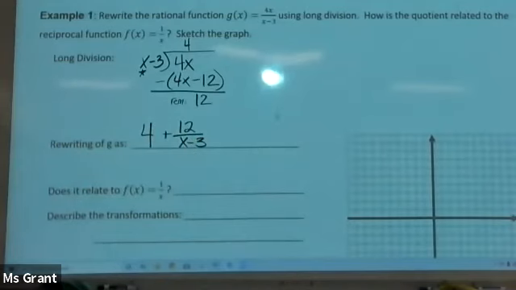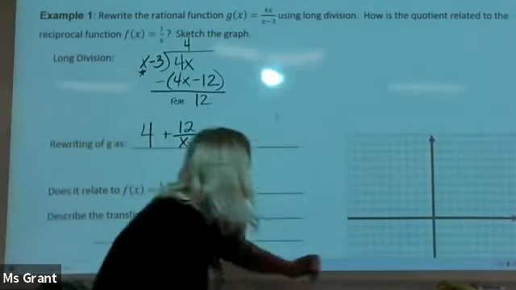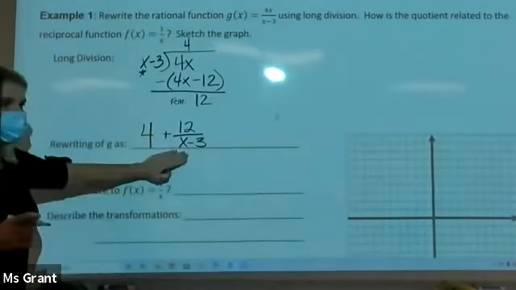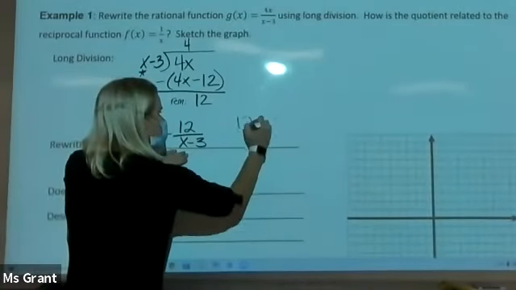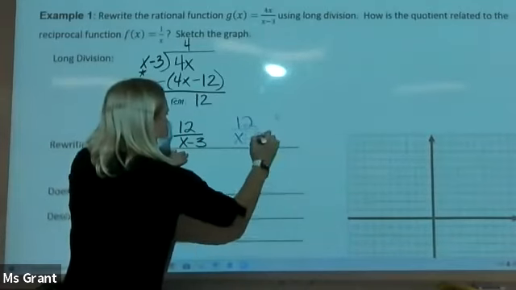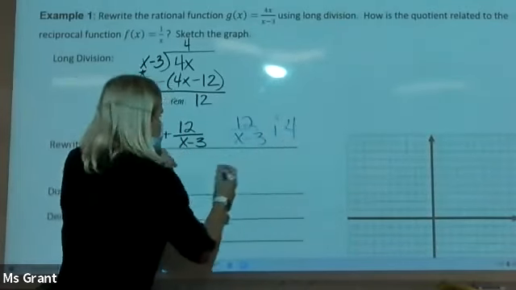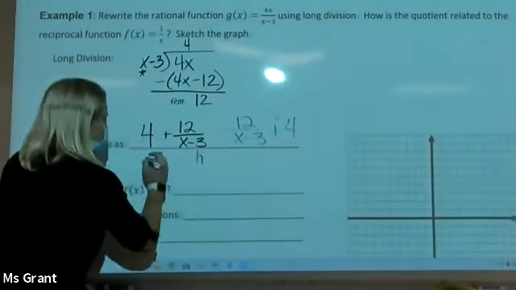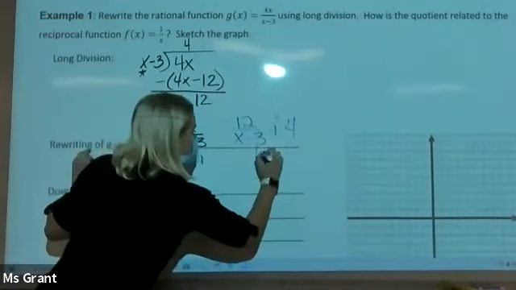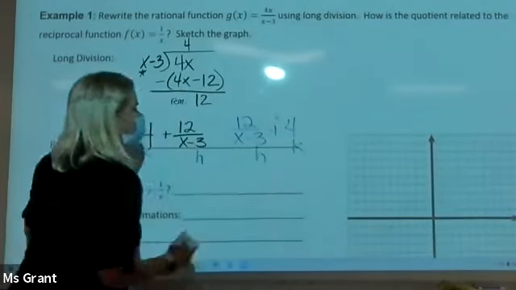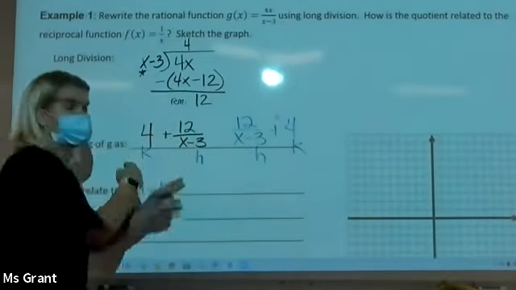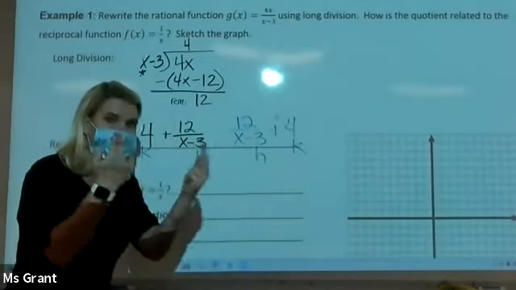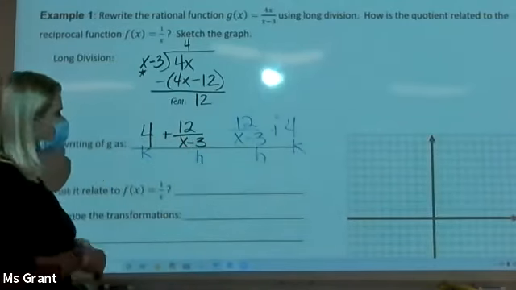And guess what? This is very similar to what we saw yesterday. It's just written backwards. Where this is my h and this is my k. Commutative property. You can write them in an opposite order.